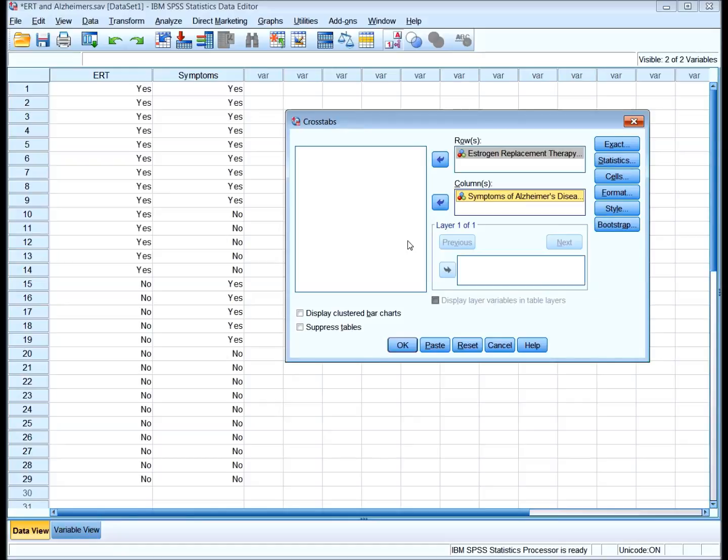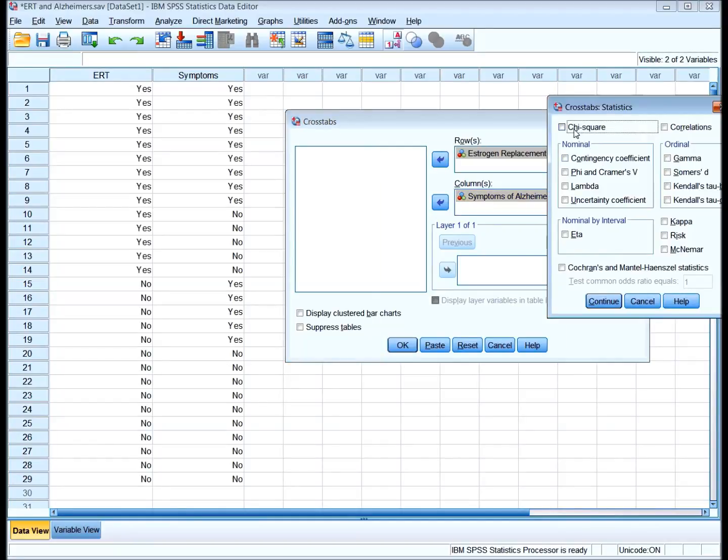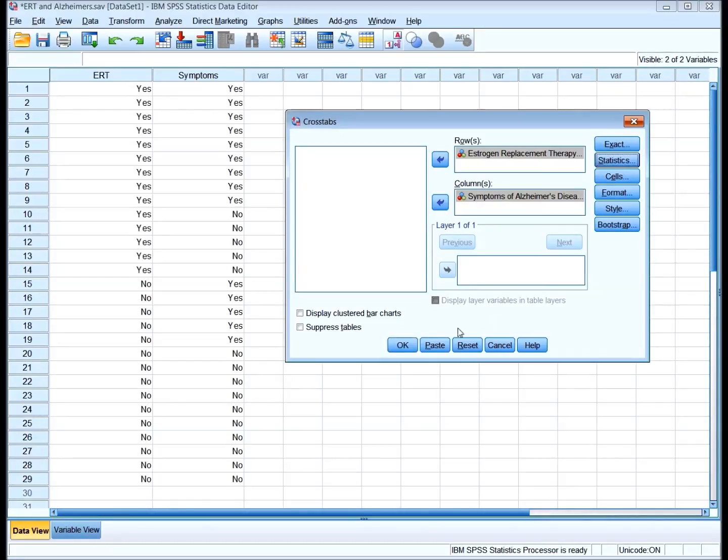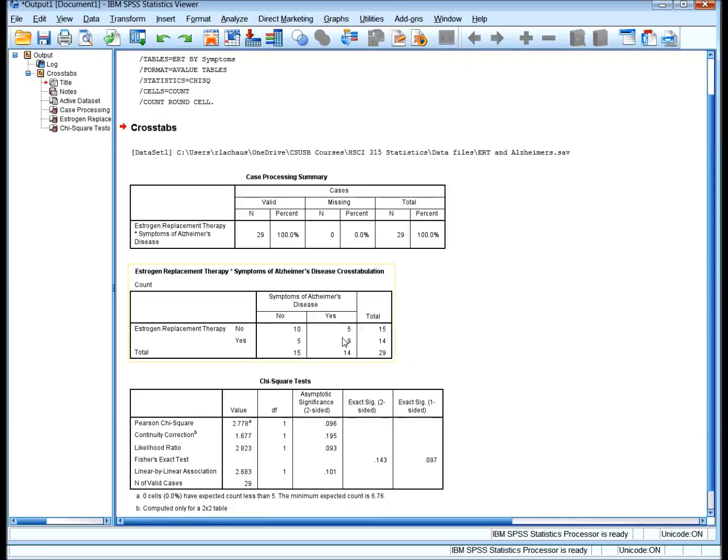I also need to ask SPSS to compute the chi-square test of independence. I can do that by choosing Statistics, selecting chi-square, and clicking on Continue. Now I'll click on OK. It will produce the cross tabulation and the chi-square test of independence.